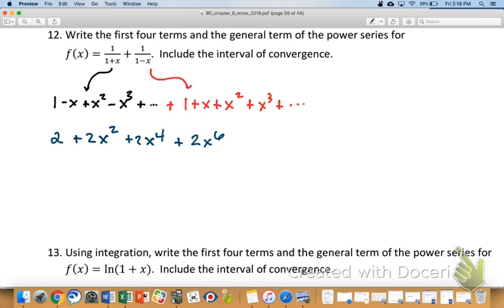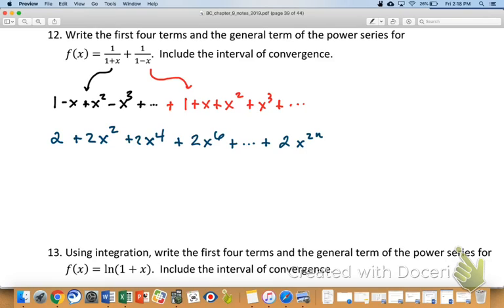Okay. So then what do you guys think about an nth term? What do you suppose that would look like? 2 times x to the 2n. What do you think? You guys agree with that? Okay. So what's my n starting value if we use that? 0. Yeah, if n was 0, I agree.